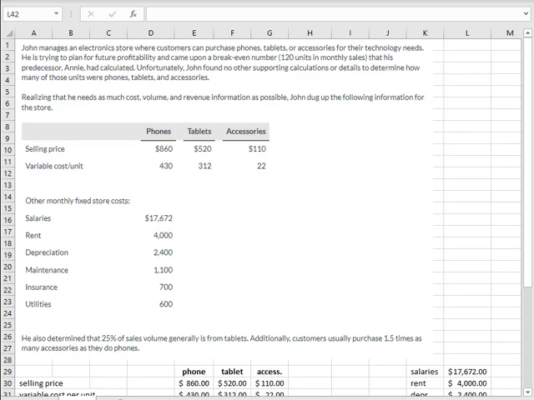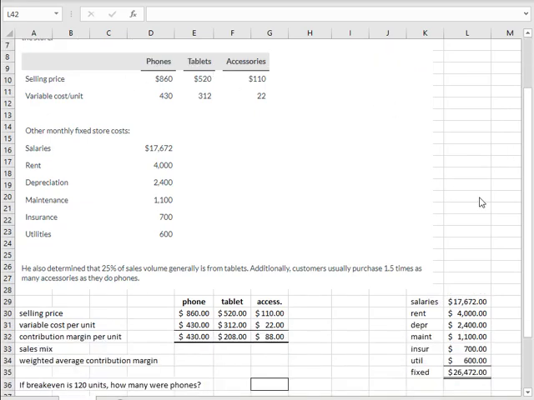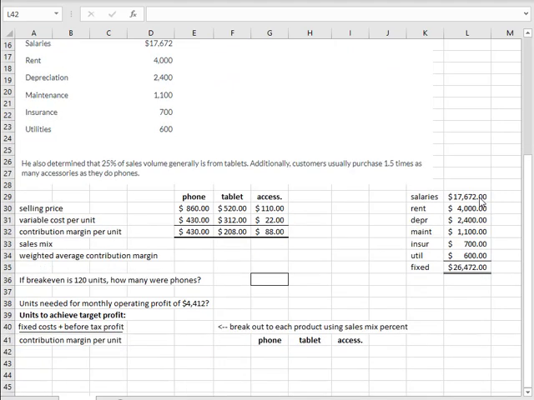We want to go over John's Electronics store, and we're given some information, and we're asked a couple of questions about it. So they tell us that the break even is 120 units. They don't say which units, just 120 total products, and we have 3 different products. And then they give us the fixed cost. So let's go on down here and look at the information that they gave you.